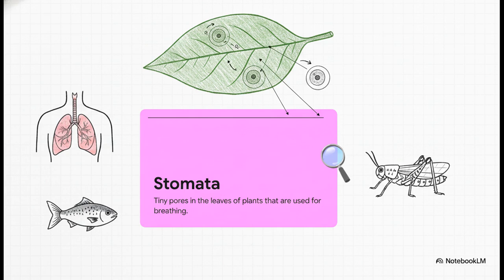Absolutely they do. But obviously, they don't have tiny noses or lungs. Instead, they breathe through these microscopic little pores on the surface of their leaves called stomata. It's a completely different biological setup, but it achieves the exact same required rule of life.